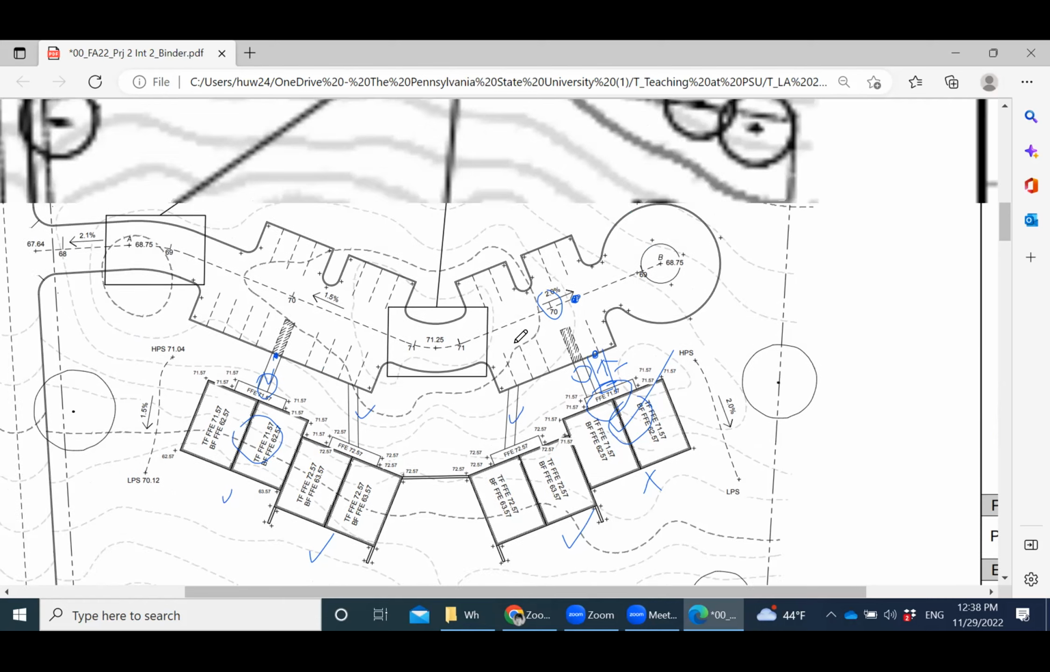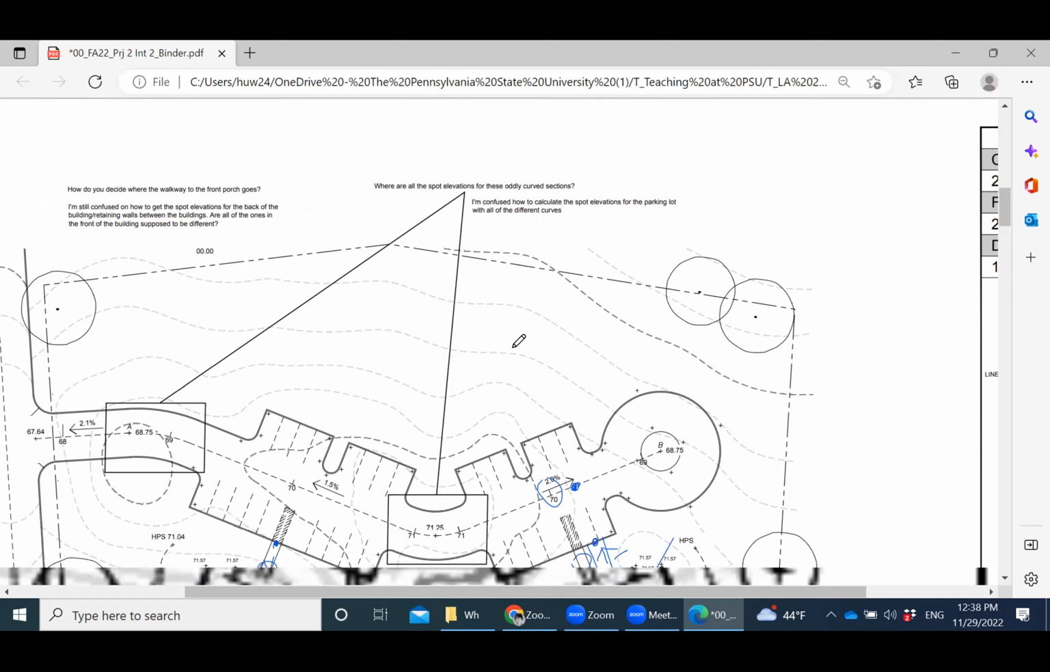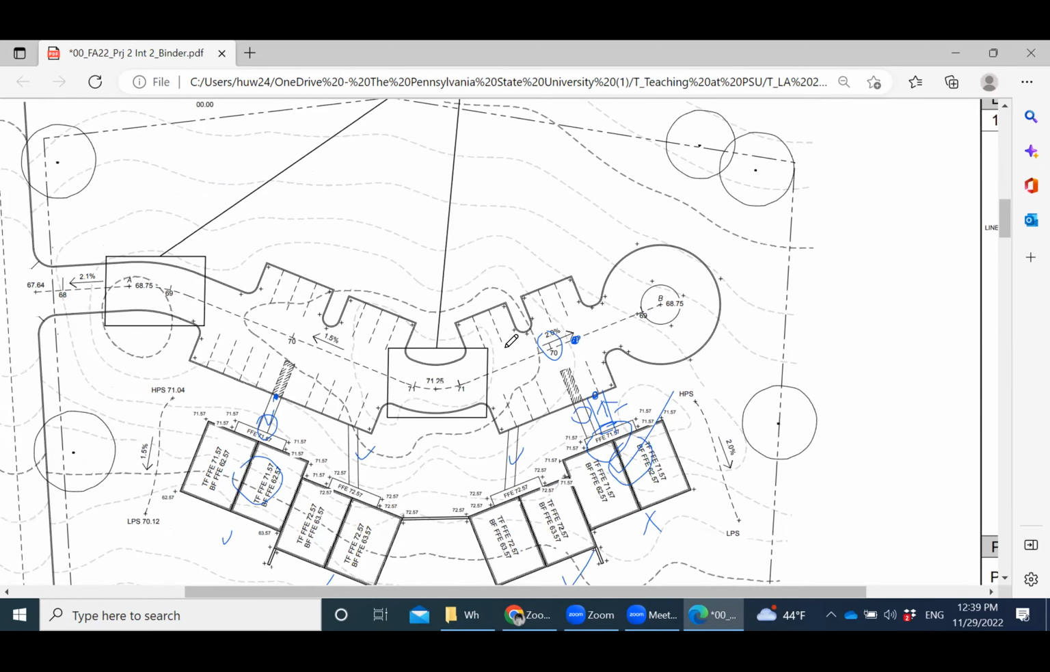I haven't read through your comments yet, so let me get back to that one. Still confused on how to get the spot elevation for the back of the building and retaining walls between the buildings. Are all of the ones in the front of the building supposed to be different? In front of the buildings, they are not. Well, yes, okay. So that's not FFE, you will use elevation instead. The porch, you will use EL, so at elevation 72.57, that's the elevation on top of the porch.